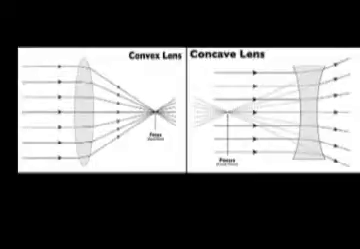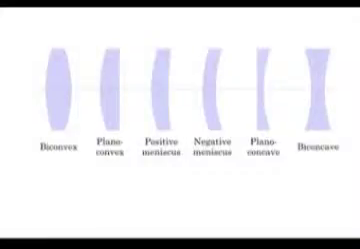We know that there are basically two kinds of lenses, the concave lens and the convex lens, which are shown in the diagram. Besides this, we can also have a plano-convex lens, a plano-concave lens, a concave convex lens, a convex concave lens, and there are permutations and combinations.